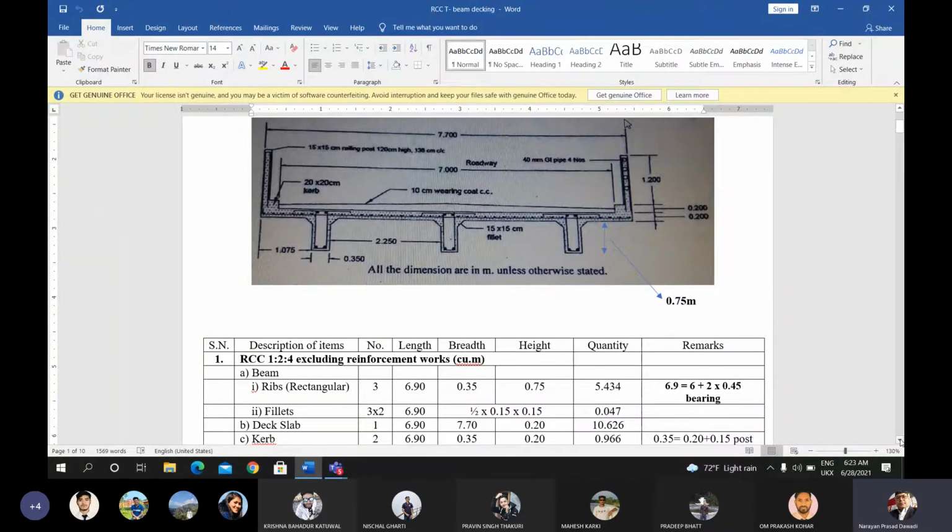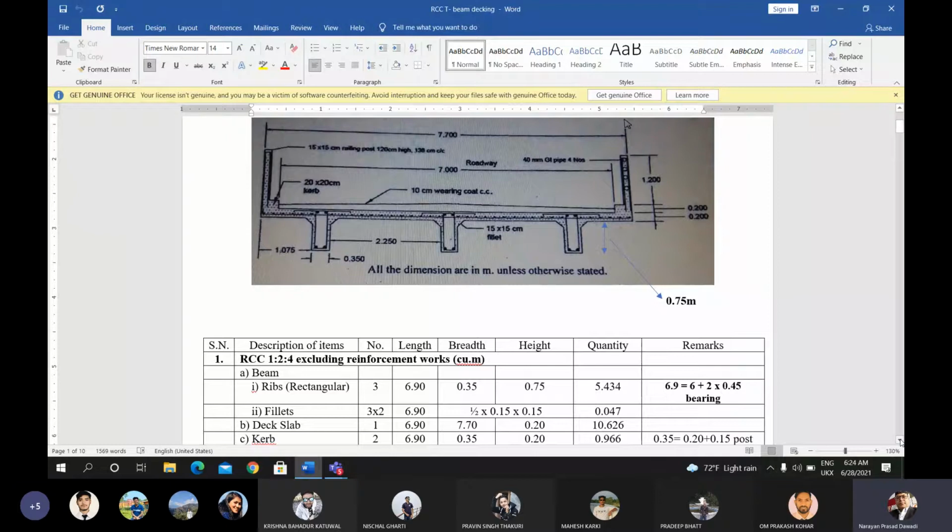Now the beam has the fillet portion also, that is the triangular portion. There are three beams, and each beam contains two numbers of fillet. The length of the fillet is the same as the length of the beam, so its value will be 6.9. And the area of each fillet is half into 0.15 into 0.15, because the perpendicular and base of the fillet are given as 15 by 15.